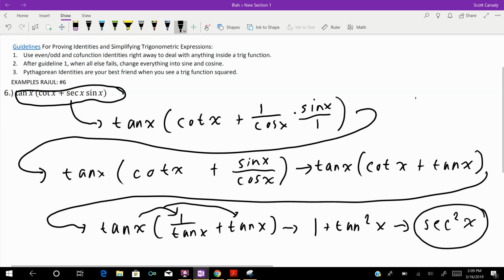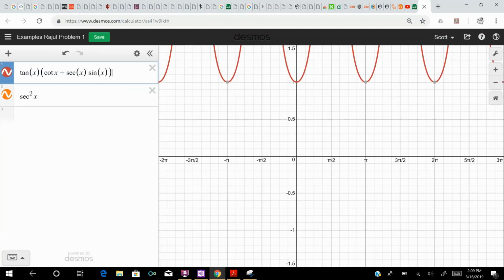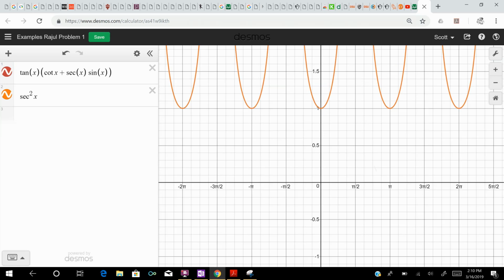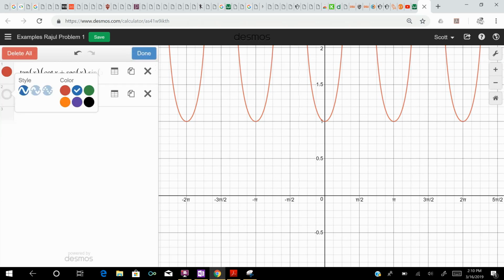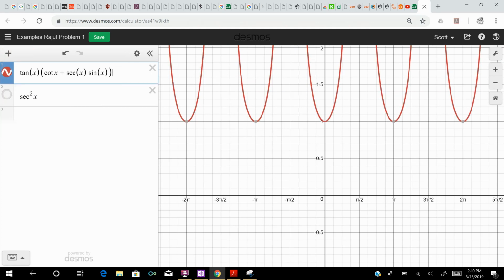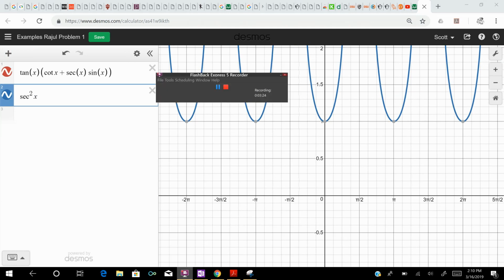And we know that our answer should be equivalent to what we started out with. Let's make sure on Desmos that we got that right. So as you can see, I've got my initial expression here, and I've got my final expression here. Let's just make sure that my initial expression and my final expression are the same. So my initial expression is here, and my final expression was secant squared x. I need to make sure that those both match up, and they do, so we're doing well. That was examples Rajul, problem number 6.